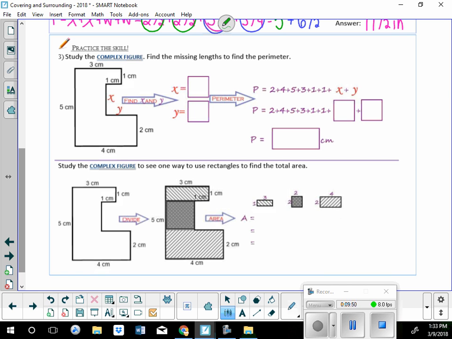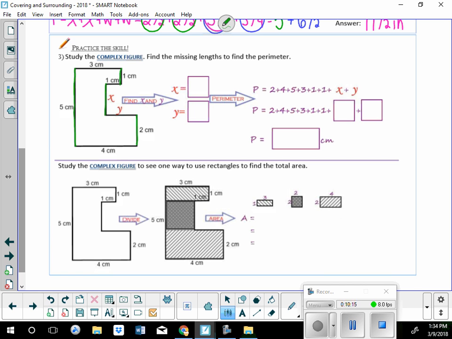Okay, so I am missing X and I am missing Y. I'm going to start by finding X. So I know that the length of this side right here that I'm drawing is 5, which means that this section plus this section plus this section all have to go together to be 5. So 1 plus something plus 2 has to be 5. So Jackson, what did you get for x? 2, okay?